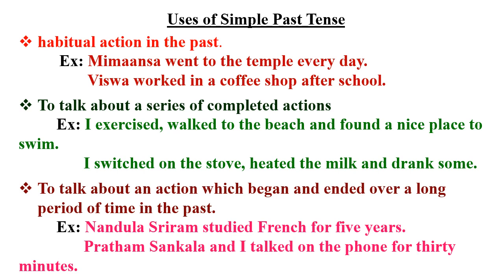Then look at this example. Nandula Sriram studied French for 5 years. So the action of studying started sometime in the past and it also ended in the past. So to talk about an action which began and ended over a long period of time in the past also, we use simple past tense. Pradham Sankala and I talked on the phone for 30 minutes.